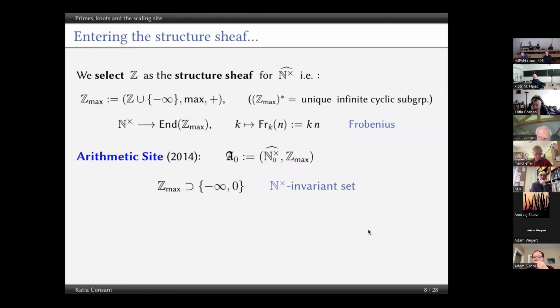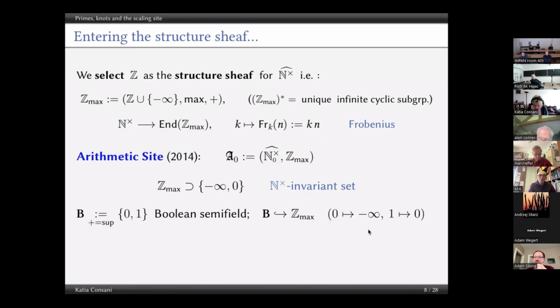So if you look at the action of N cross on Zmax, there are two points in Zmax which are fixed, and these are 0 and minus infinity. So this is the N cross invariant set, obviously, and here is the Boolean.